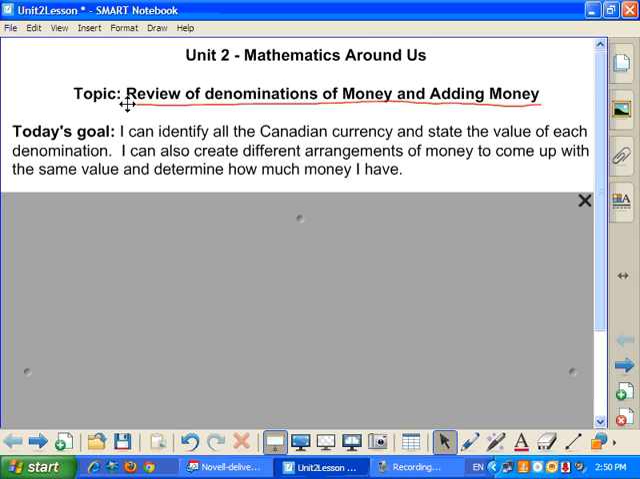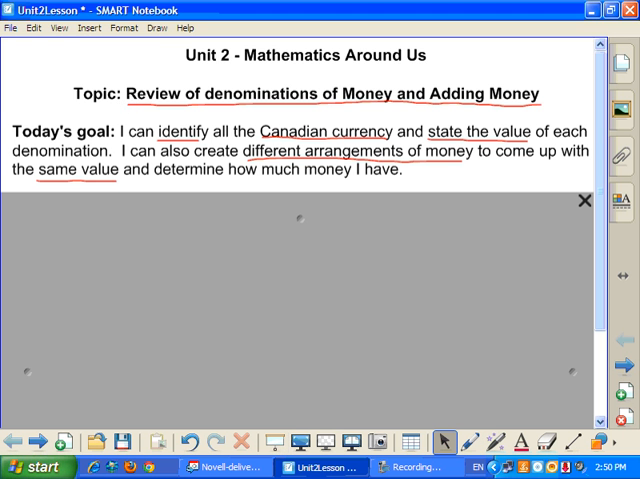So, what do I want you to be able to do? It's a long goal today. We'll shorten it up when we meet, but I want you to be able to identify Canadian currency, so Canadian money. I want you to be able to state the value of each denomination or each amount of money. And then I want you to be able to add money using different arrangements. So create different arrangements of money and come up with the same value. All right, so it's just working with an introduction to money.